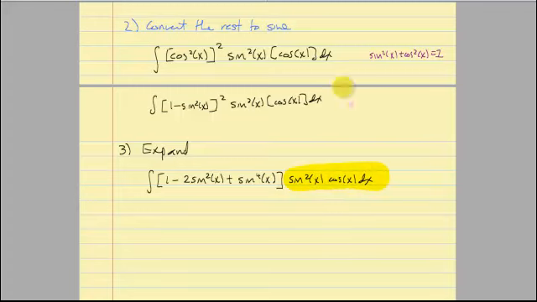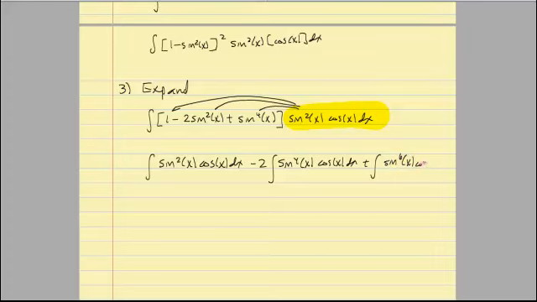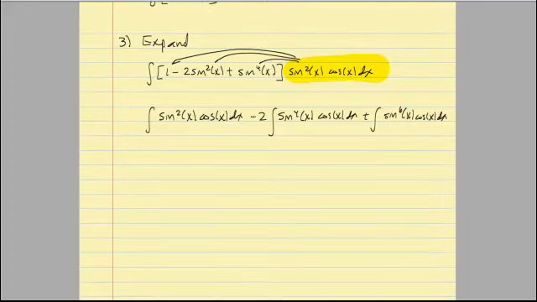Now what we'll do is we'll take this piece right here and we'll distribute it to each of the three terms here. So this expansion takes a little bit longer. When I distribute through the 1, I end up with the integral of sine squared of x, cosine of x dx, minus 2, and I'm going to just set up these integrals right now, the integral of sine to the fourth of x, cosine of x dx, plus the integral of sine to the sixth of x, cosine of x dx. And again, that's distributing through.